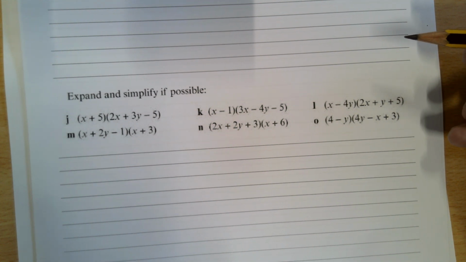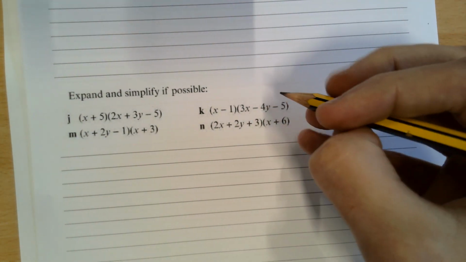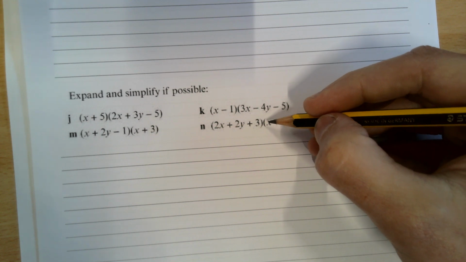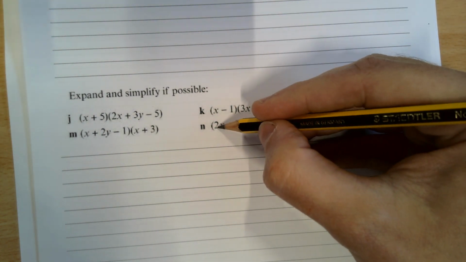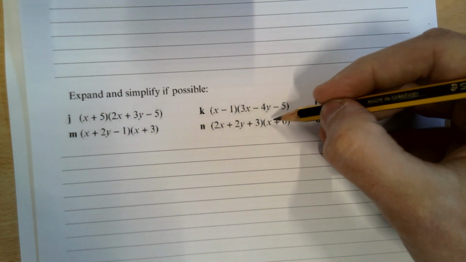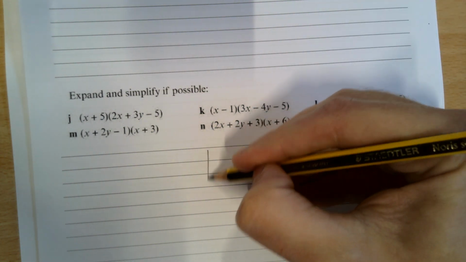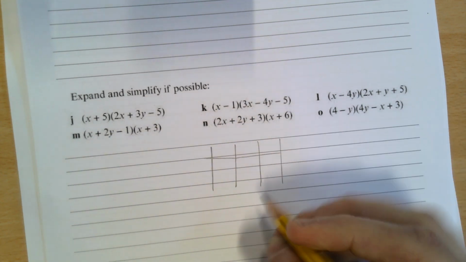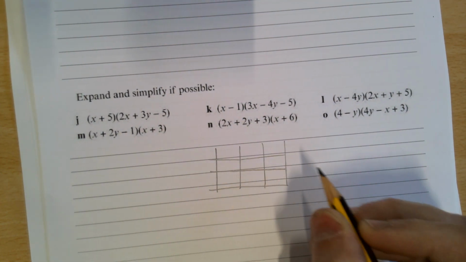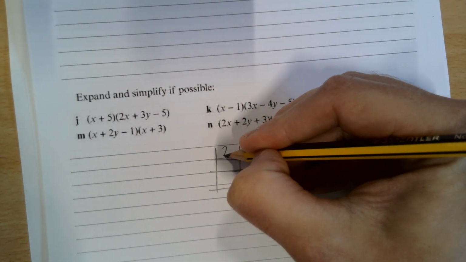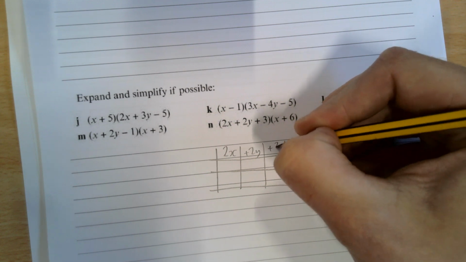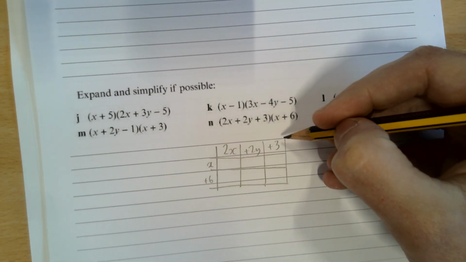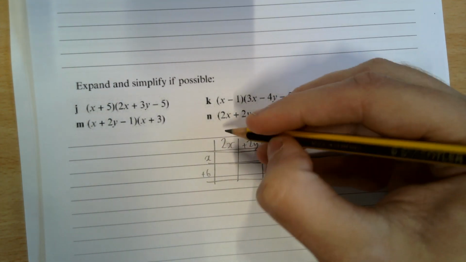I'll do one of these, just n, just choose a random one. If you know that you're going to get 6 answers out, or 6 terms, then I would just do 2x times these, 2y times these, and then 3 times these, and add them all together. But I recommended this, so I'll just show you how I would do that with this question, by completely ignoring all of the lines that are drawn there. So 2x plus 2y plus 3, and then x plus 6. The reason I put the pluses in is because then it's really obvious what the sign is inside.